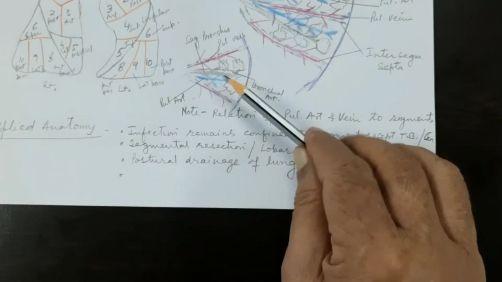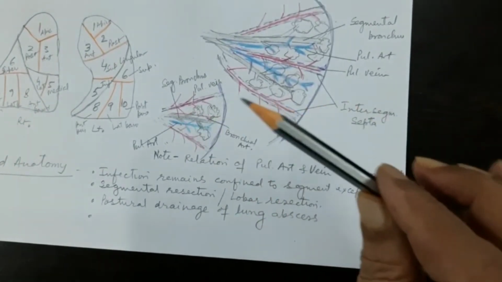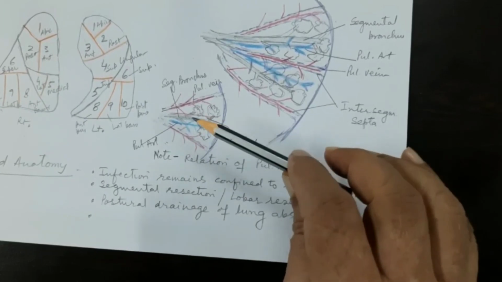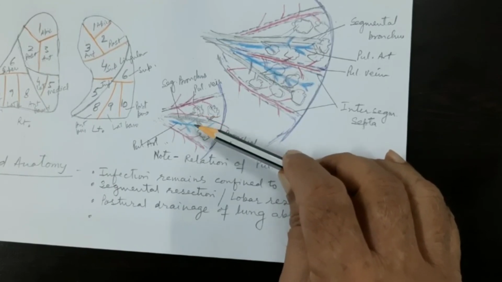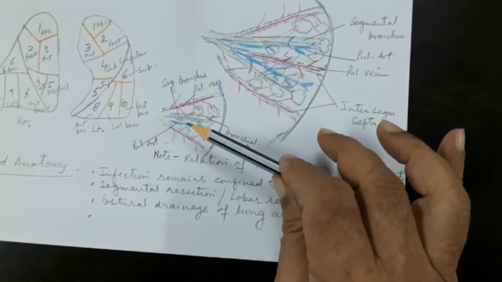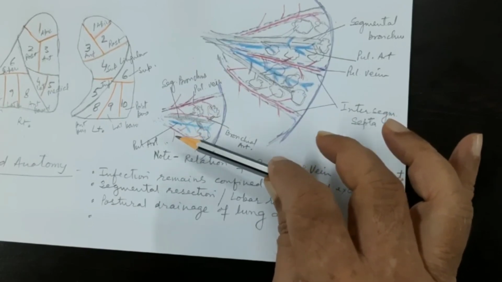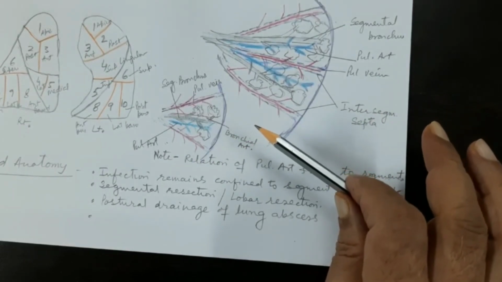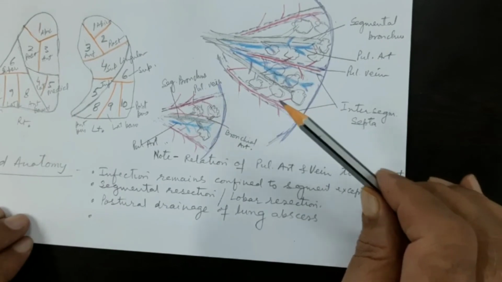But this is true for any other ordinary infection, not for tuberculosis. The lung is a common site for TB or tuberculosis infection, and since it is a chronic infection which runs for years, this infection may not be limited within a segment. It will go to the other segments of the lobe, and from the lobe it may go to the whole lung also.